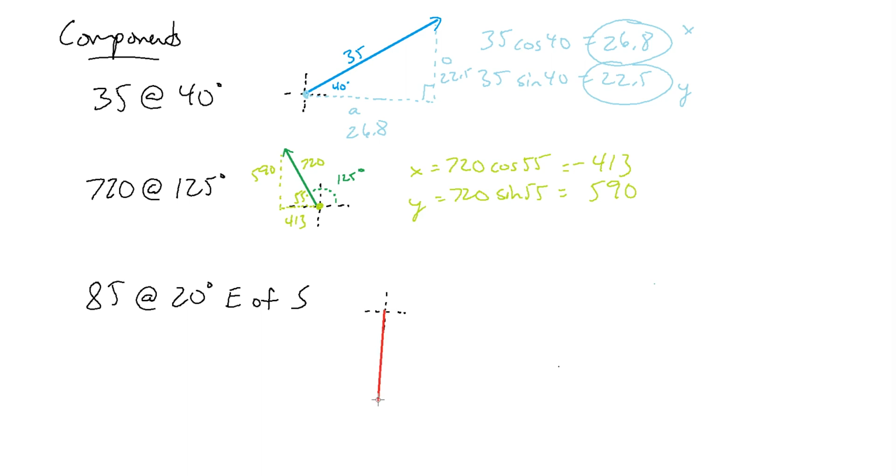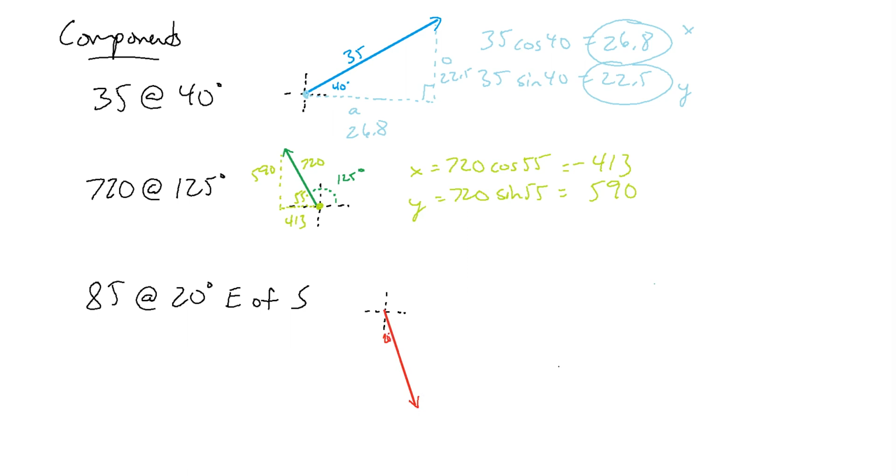So I'm actually going to start by going south, so straight down. Now I want to go 20 degrees east of it. So I'm going to swing it east about 20 degrees, which looks something like this. It doesn't have to be super accurate. All I need is a general idea of what's going on. So that would be 20 degrees in there, nice and small. There's my 20 degrees.